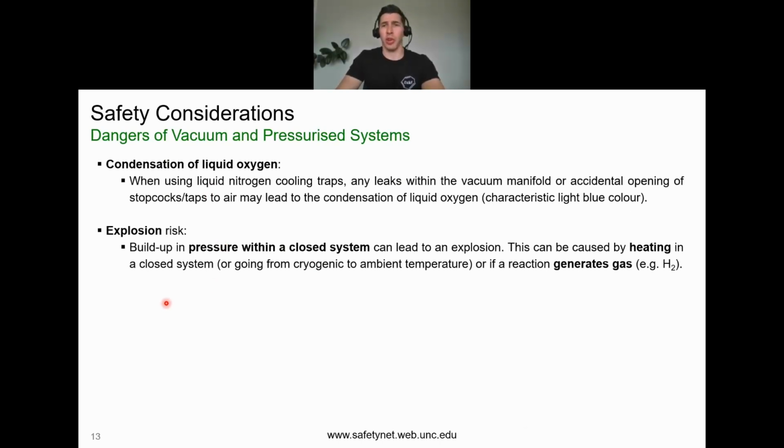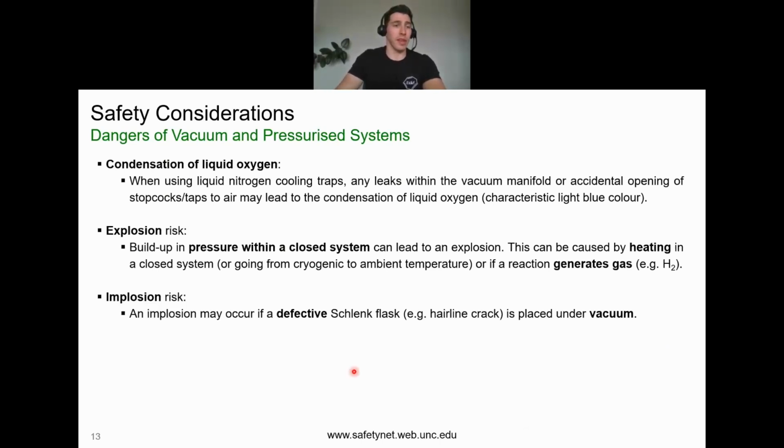As mentioned earlier, we have an explosion risk. So we have the potential for buildup in pressure within closed systems. This can be through heating, either when we heat a reaction up, or if it's a thermal runaway, or if we're going from cryogenic to ambient temperature, as I mentioned with the freeze-pump-thaw method, or of course if a reaction generates gas. So if you're using n-butyllithium for a deprotonation, you're going to generate butane, so you need to make sure your flask is open so that the gas can safely escape.